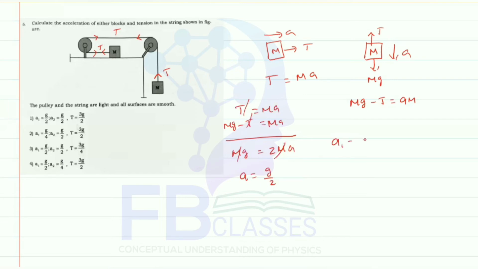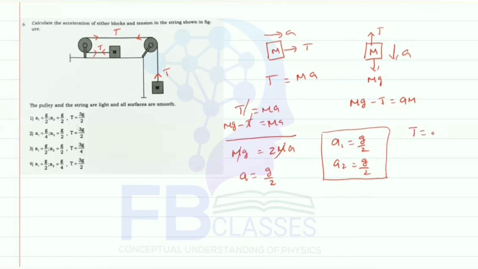So throughout the blocks, there is only one tension. So the acceleration is the same. So a1 is equal to g by 2 and a2 is also g by 2. Yes or no? So now we are going to write the tension to find out the tension.